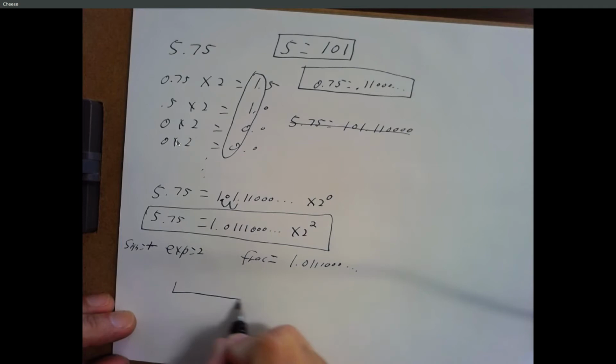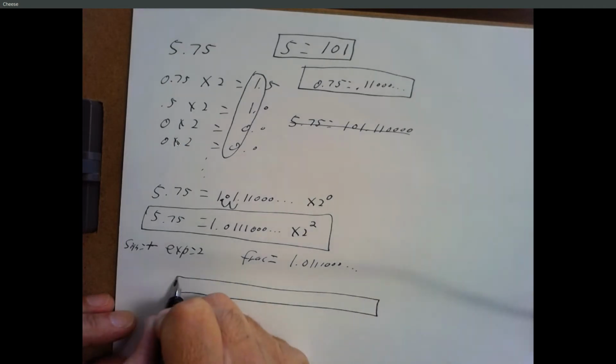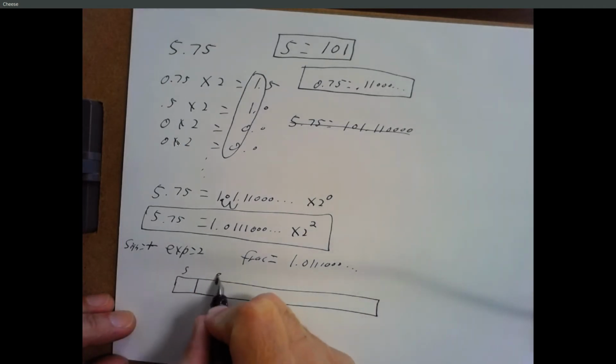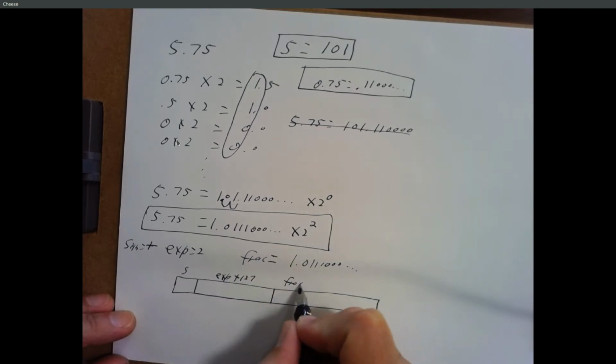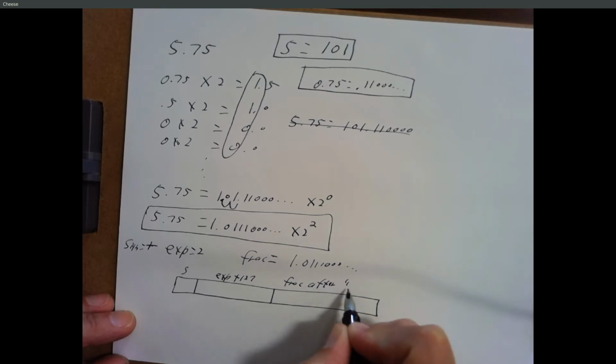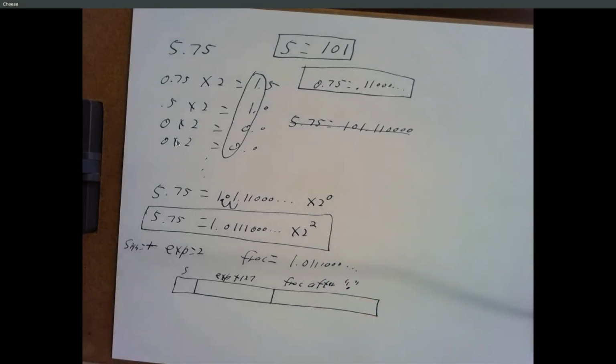All right, now you want to pack it into your IEEE format. So make yourself a template. This first bit's going to be a bit corresponding to the sign. This is going to be 8 bits corresponding to the exponent plus 127. Okay, that's what the bias of 127 means. It means you're going to take the exponent, add 127. That's the 8-bit number we put here. And this is the fraction after the decimal point.